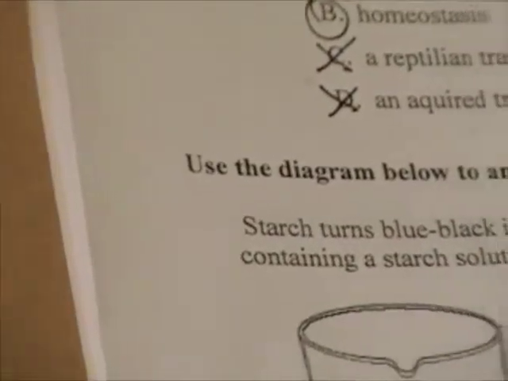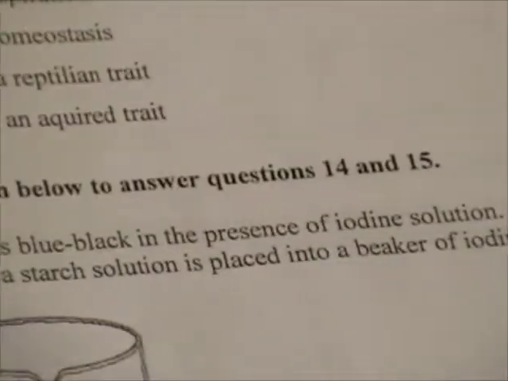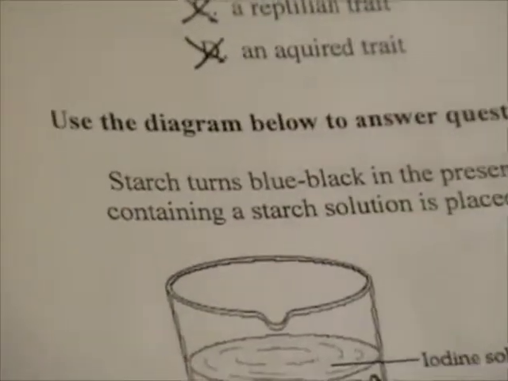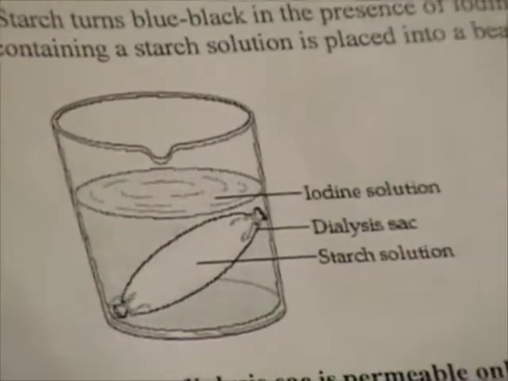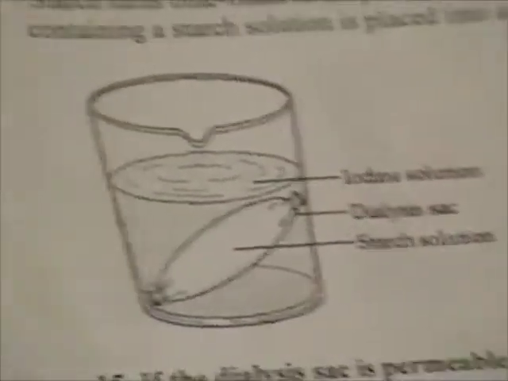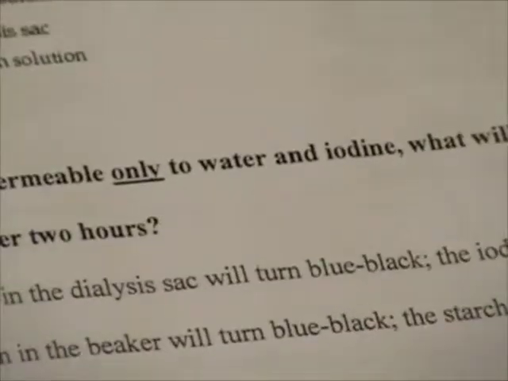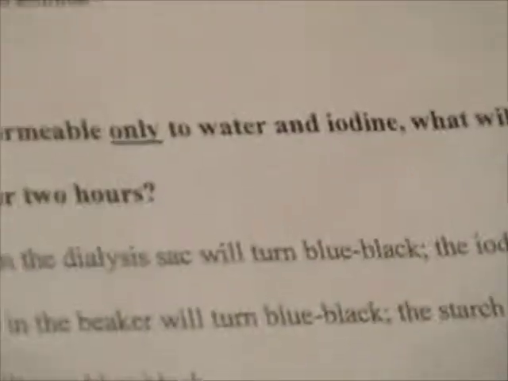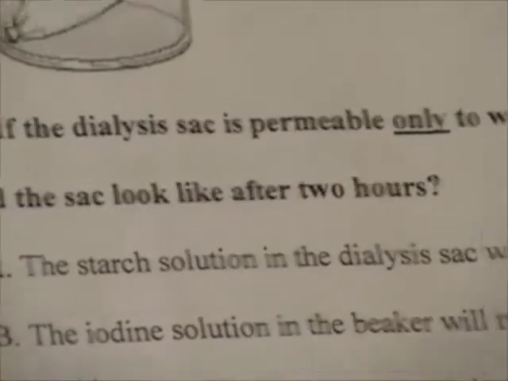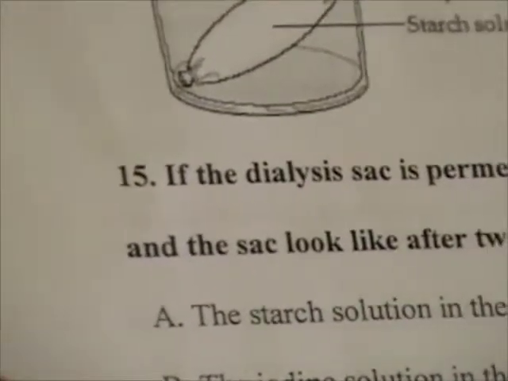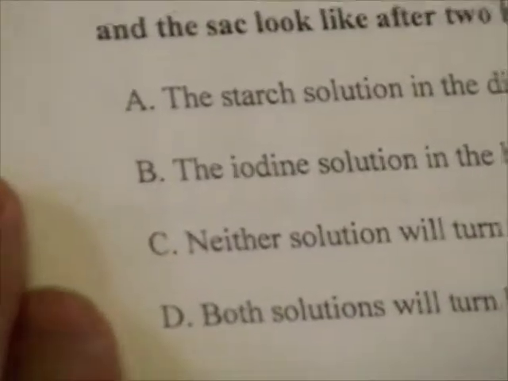Okay, we're going to use a diagram to answer questions 14 and 15. And this looks like some dialysis tubing inside an iodine solution, and there's a starch solution inside the dialysis tubing. So let's go through 15. If the dialysis sac is permeable only to water and iodine, what will the solution in the beaker and the sac look like after 2 hours? Well, if only water and iodine can go through the sac, that means the starch is going to stay inside the sac. All right, let's see if we can find an answer that says that.